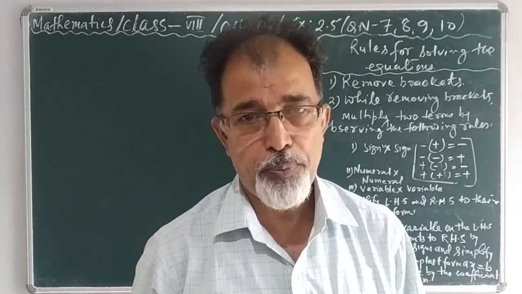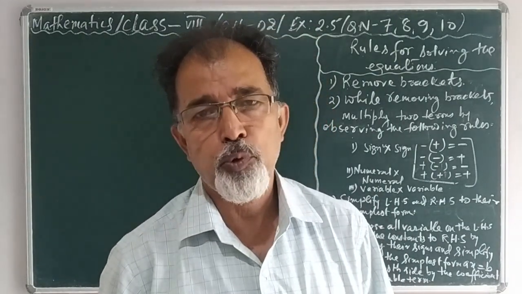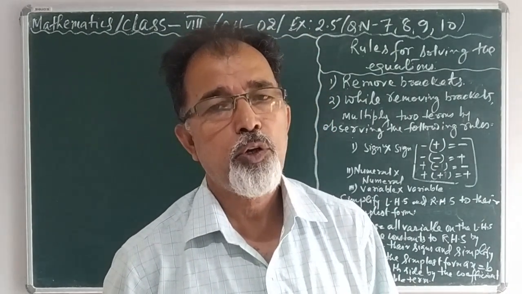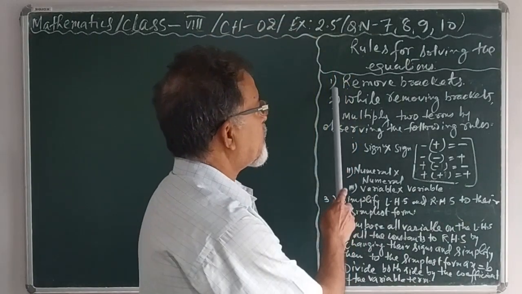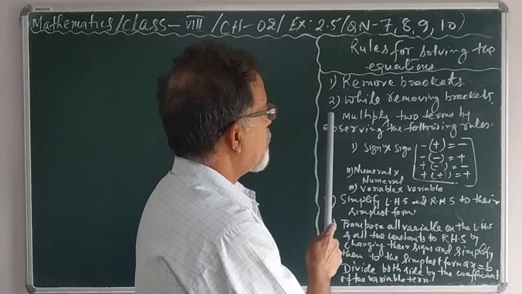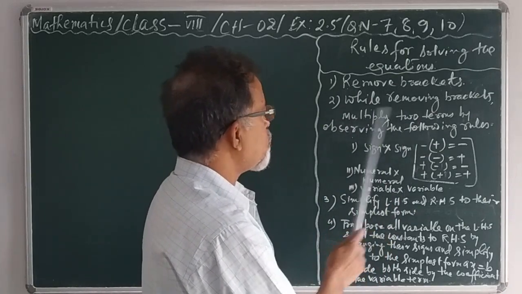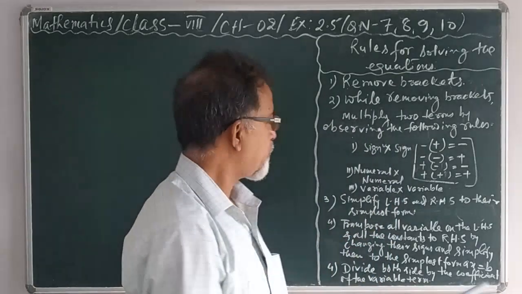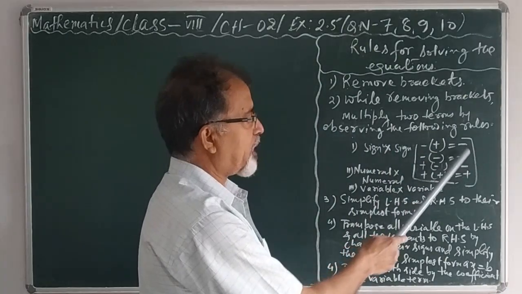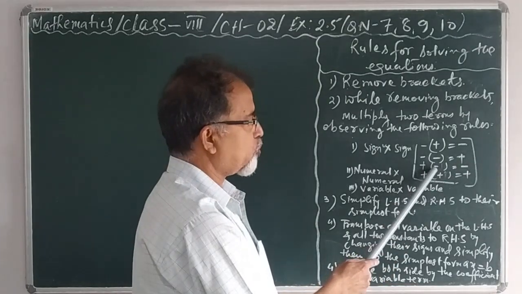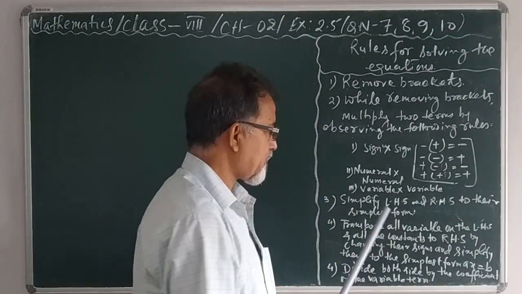Before we go to the topic, let us know some useful rules for the solution of this type of question. First of all, we will remove brackets. While removing brackets, multiply two terms by observing the following rules. Sign into sign: minus into plus is minus, minus into minus is plus, plus into minus is minus, plus into plus is plus, which you have already learned in previous classes.